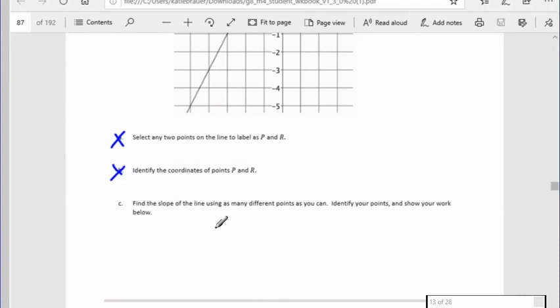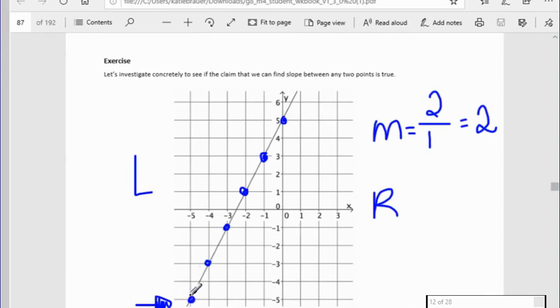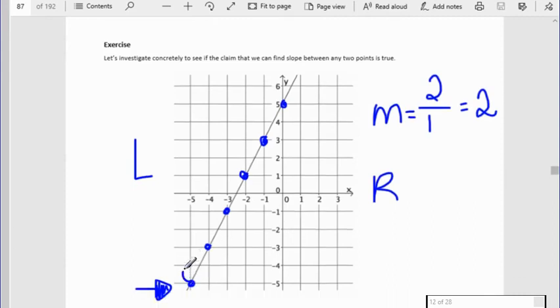But down here at number C, it says find the slope using as many different points as you can. That just means you did the first one, you went up 2, right 1, but if you kept going, you would still get up 2, right 1, up 2, right 1, and you can see that the slope is the same thing every single time. Your slope is 2. This is basically the same thing we did yesterday. We're just practicing it again. That is literally all we're doing.